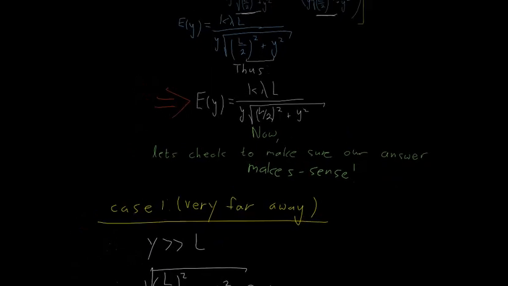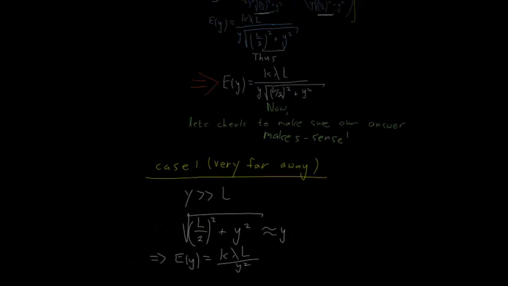Okay. Case 1. We're going to evaluate our y from when y is way, way, way bigger than the length of the rod. Again, for the first case you want to do when dealing with calculating the electric field of a continuous charge distribution is to make sure that y is much bigger than L. So y needs to be much bigger than the length of the rod.